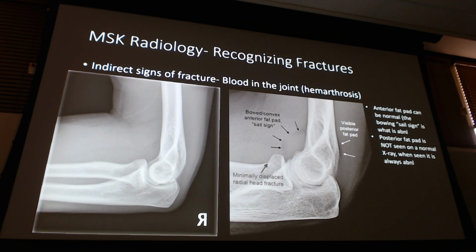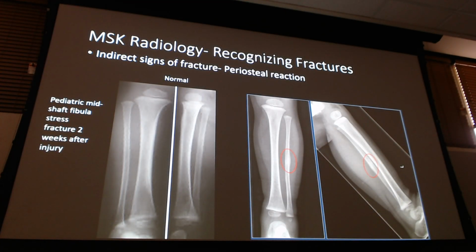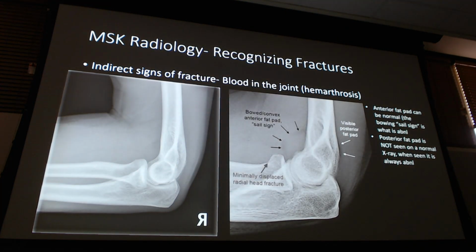Questions on that? Just to clarify. Yeah, please do. This is only an elbow. Only in the elbow. These fat pads are only an elbow thing. Correct. The hemarthrosis: you can have hemarthrosis in any joint, but you can only use it to diagnose a fracture you can't see in the elbow because of the fat pad situation.